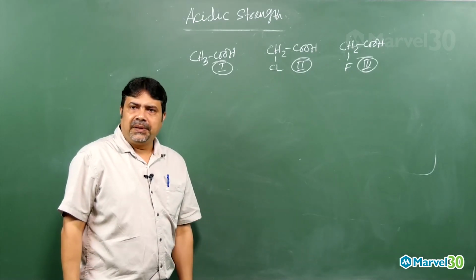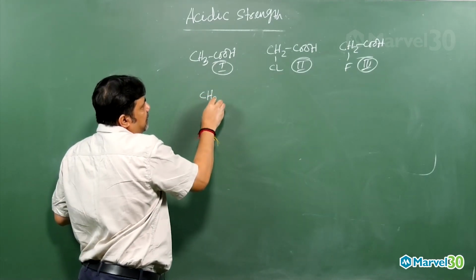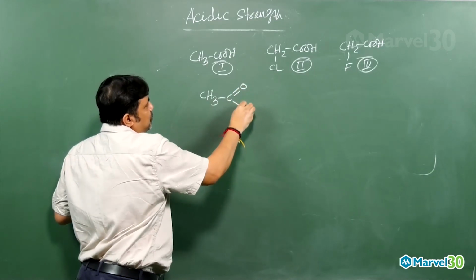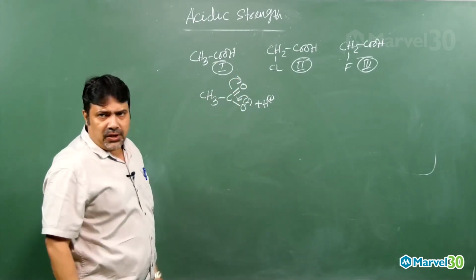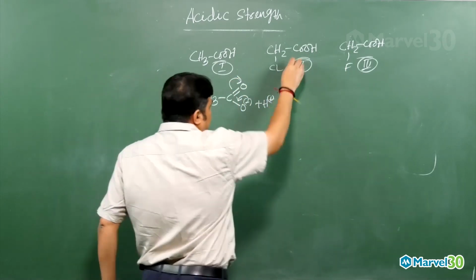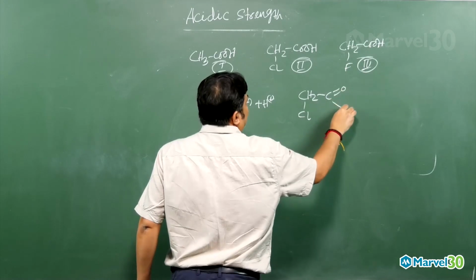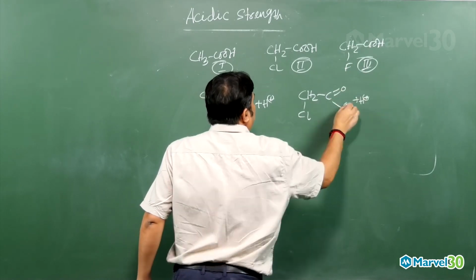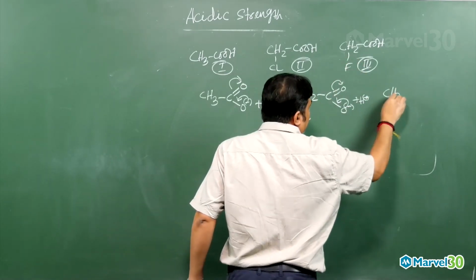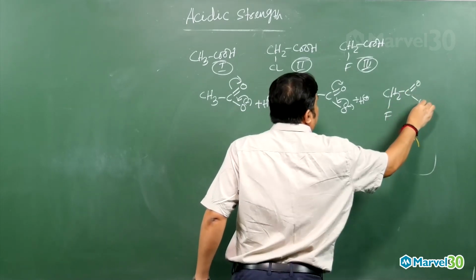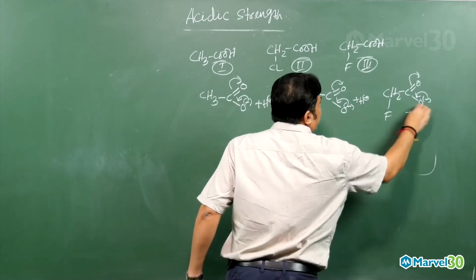The reverse will be the pK order, already I explained. Then you write down the conjugate base after losing the proton. After losing the proton, the conjugate base will be formed, and an equivalent resonating structure will be formed. Here also, it will be CH2Cl, and the equivalent resonating structure will be formed. In structure 3 also, the equivalent resonating structure will be formed after losing the H plus.